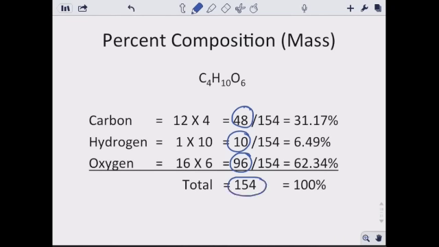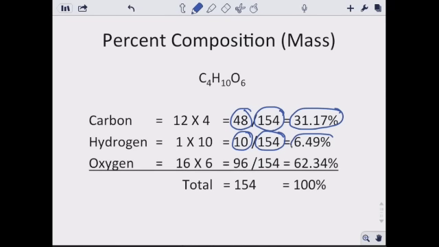So the percent composition by mass is, well, if carbon has a mass of 48, but the whole thing is 154, then 31.17% of that is carbon. Hydrogen, if it has a mass of 10 and the whole thing is 154, it has 6.49% mass of hydrogen. And then oxygen is 96 divided by 154, a mass of 62.34%, which adds up to 100. So percent composition is just showing the mass of that particular substance.